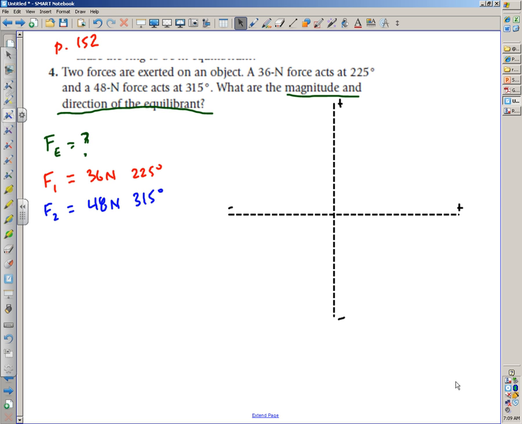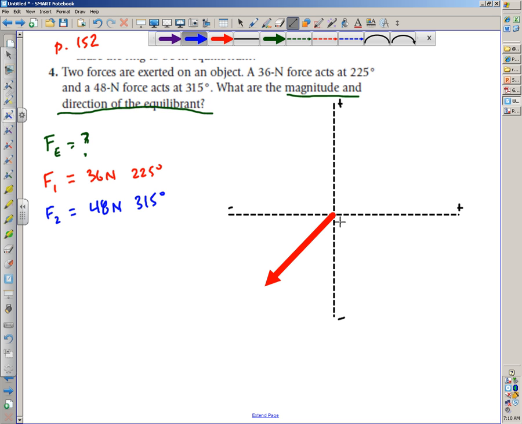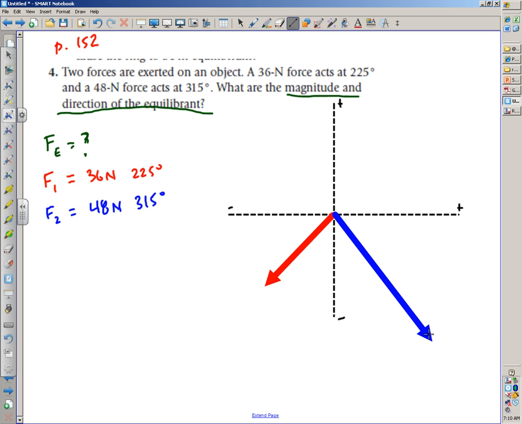So first thing I'm going to do is I'm going to put my two forces on there. So F1, 36 Newton force at 225 degrees. That's going to look something like this. Okay? Then F2, 48 Newton force at 315 degrees. 315 degrees starting at the positive x-axis, 90, 180, 270, that's another 45 degrees. They make our lives easy. And so we take this, but now this force is going to be longer than that one, right? Because it represents 48 newtons worth of force versus 36 newtons worth of force.